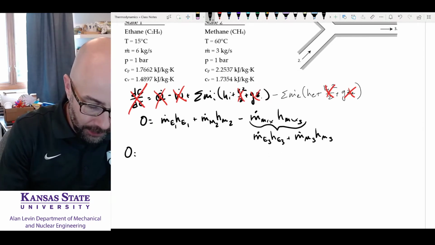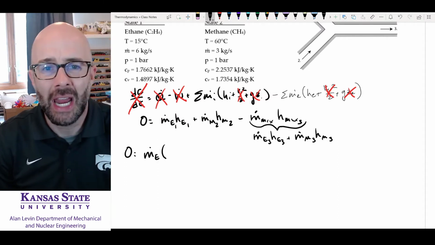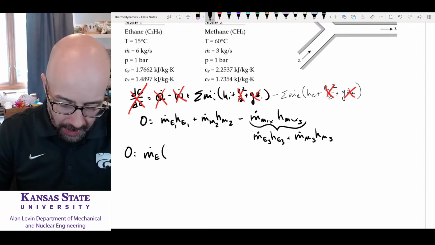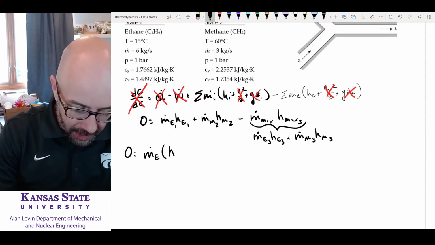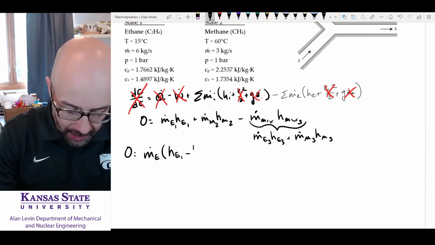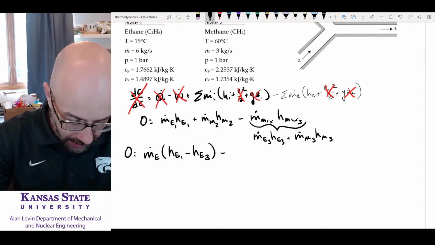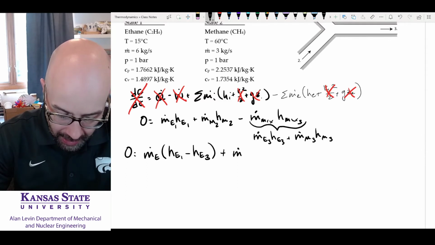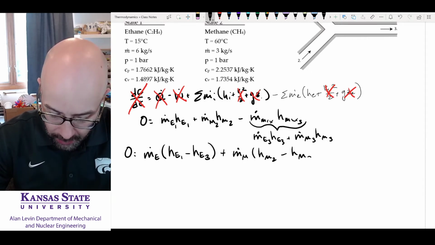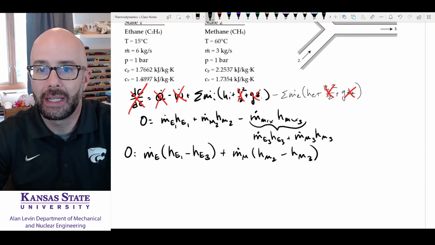Okay, so I'm going to write it simply as this. 0 is equal to the mass flow rate of my ethane times, because it's not going to change here, it's steady state, the enthalpy of my ethane at 1 minus the enthalpy of my ethane at 3, plus the mass flow rate of my methane times the enthalpy of my methane at 2 minus the enthalpy of my methane at 3. Okay, that's what we're dealing with.